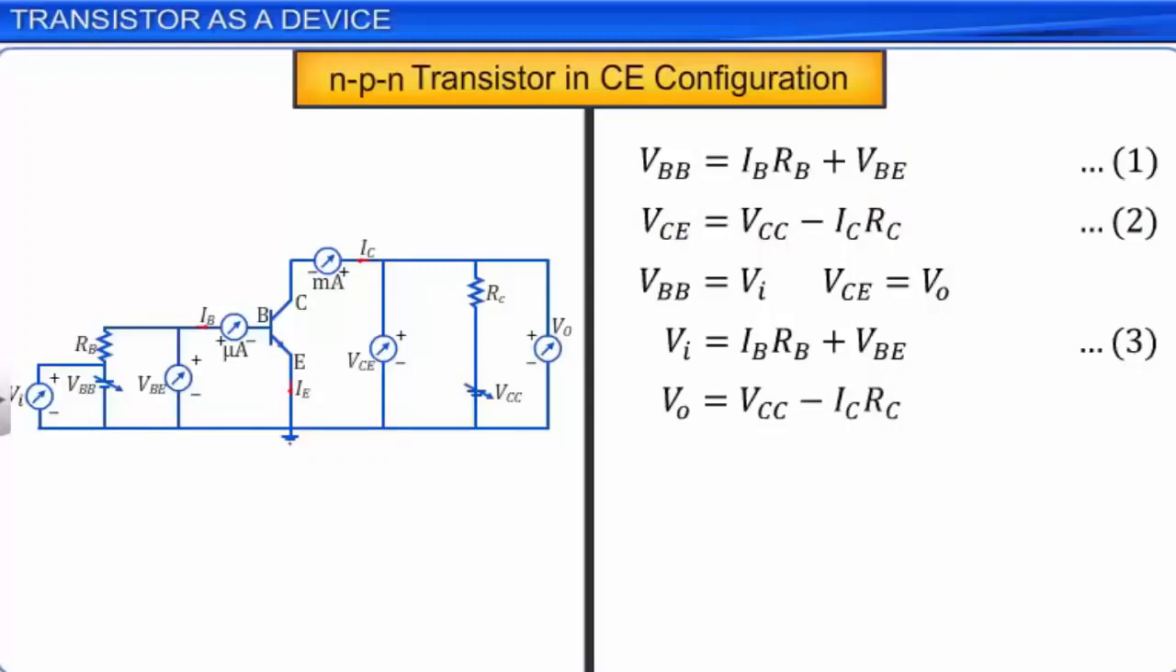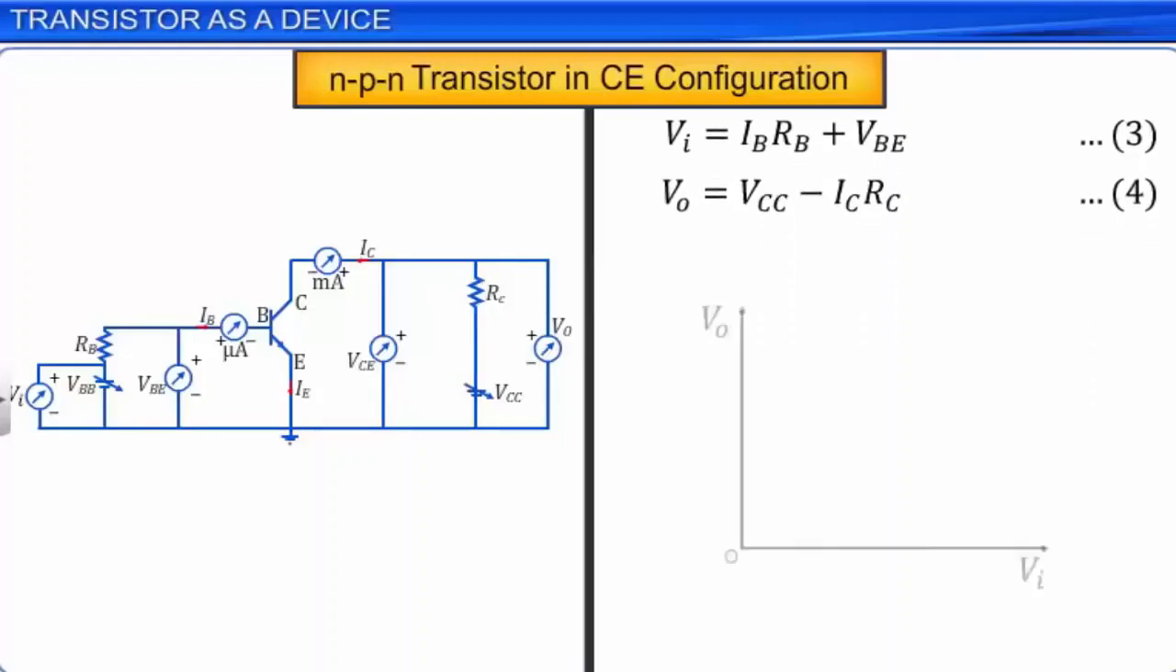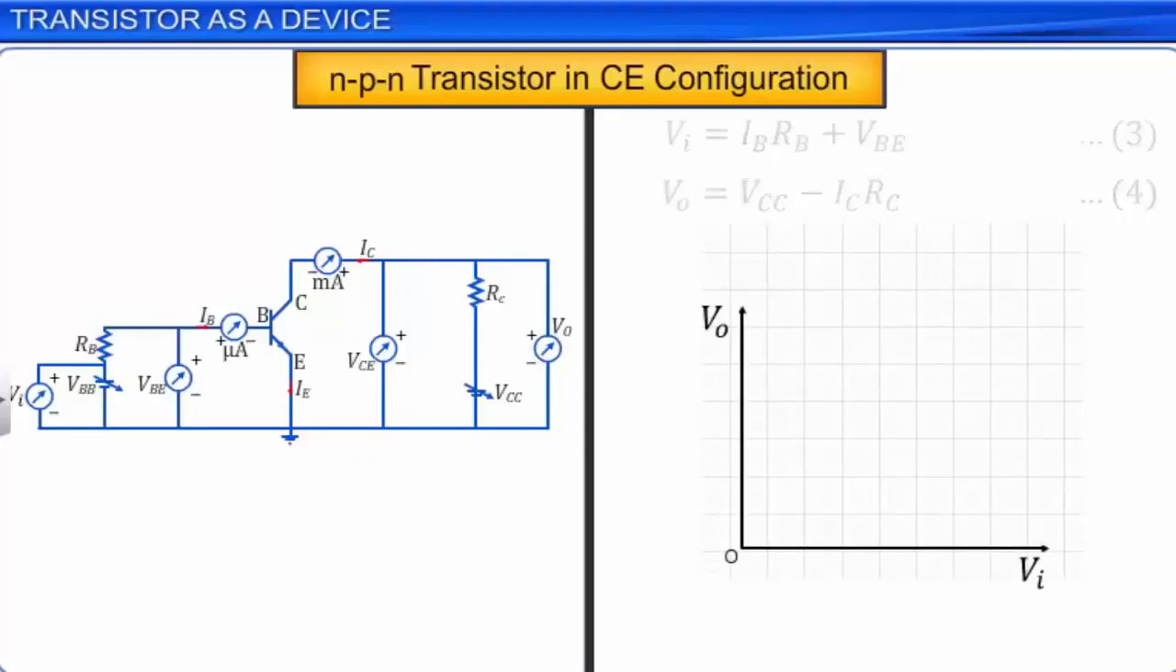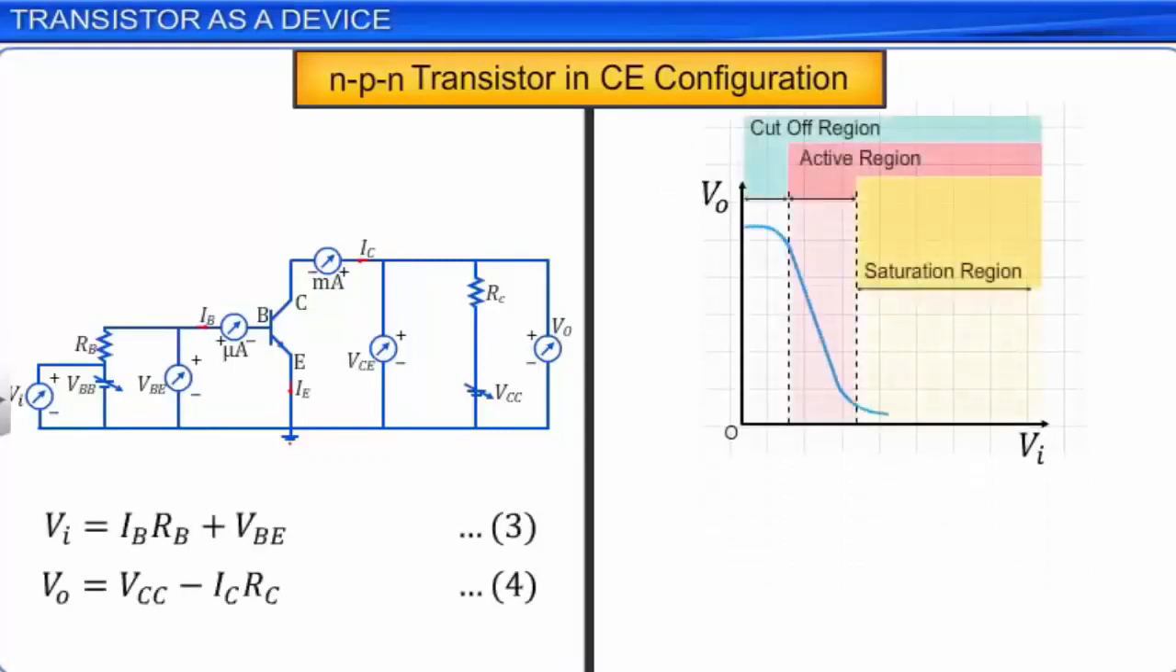Let us now discuss the change in the output voltage VO with a change in the input voltage VI. In case of a silicon transistor, the cutoff voltage is 0.6 volts. As long as the input voltage VI is less than 0.6 volts, the transistor is in the cutoff state and the collector current IC is 0. Then from equation 4, the output voltage VO is equal to VCC.